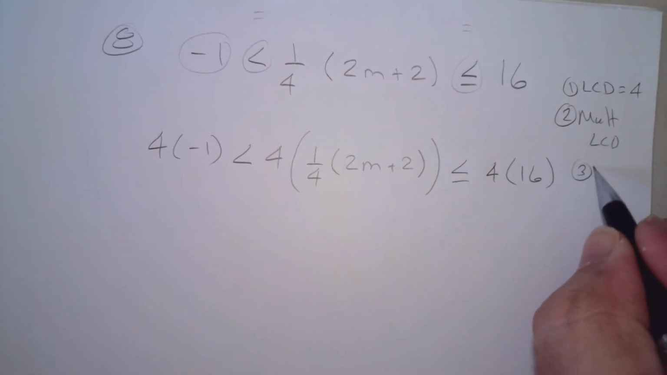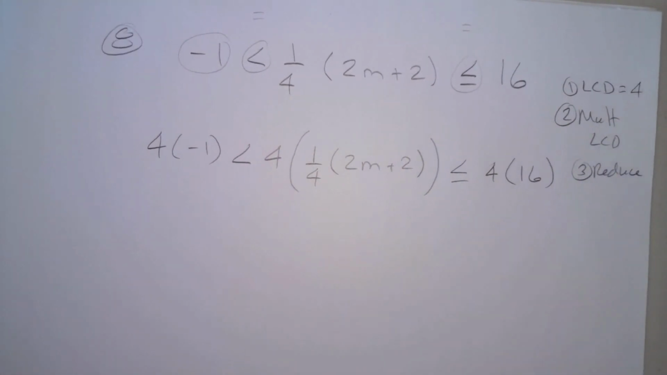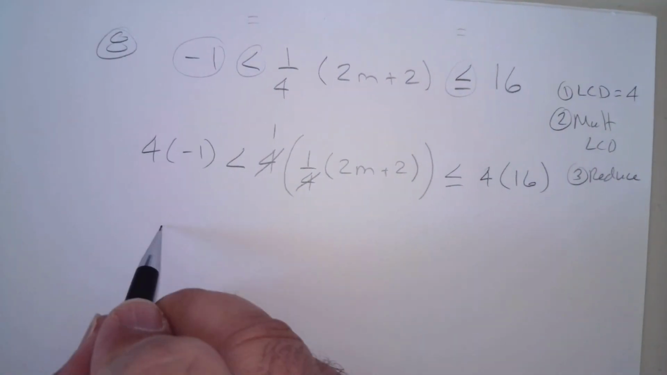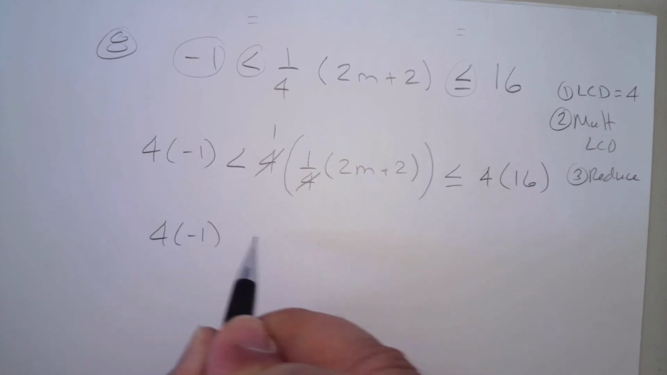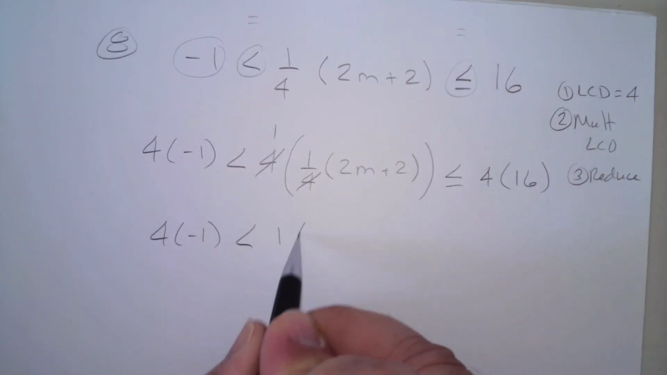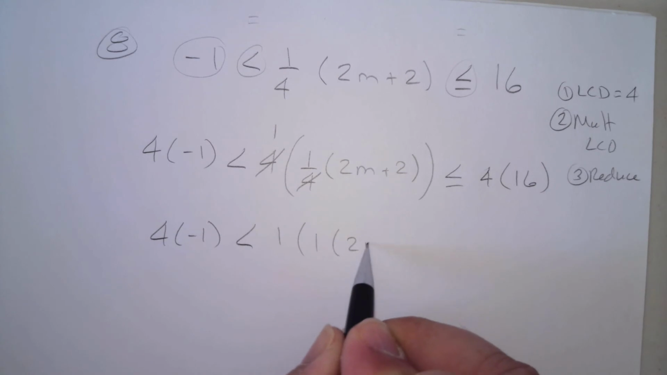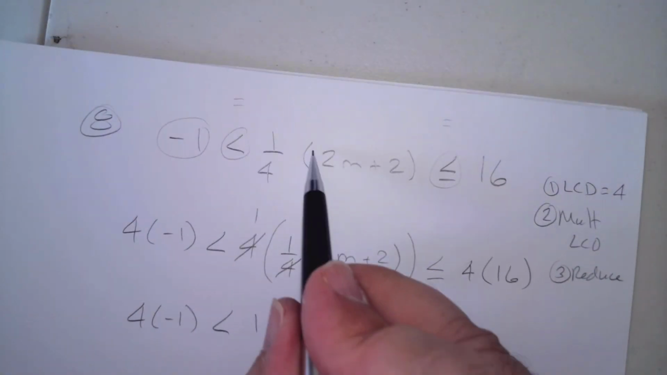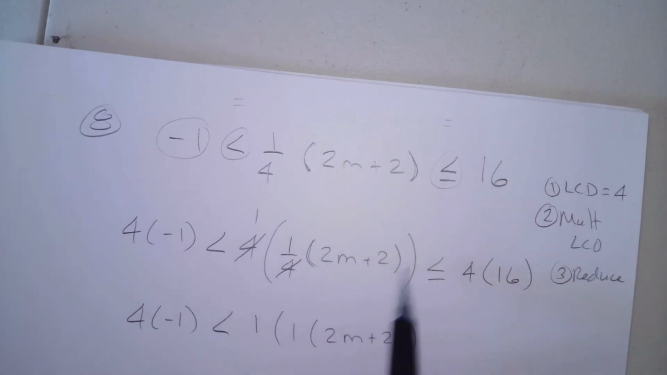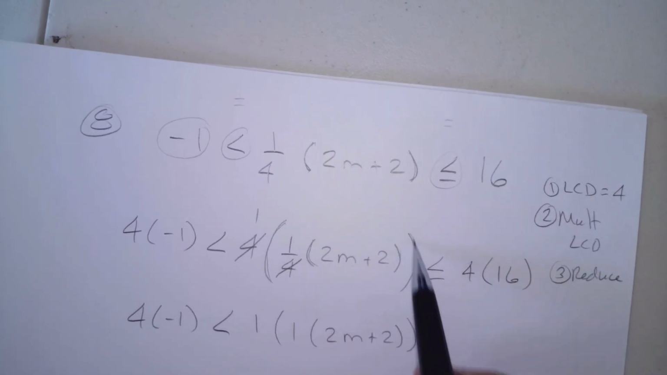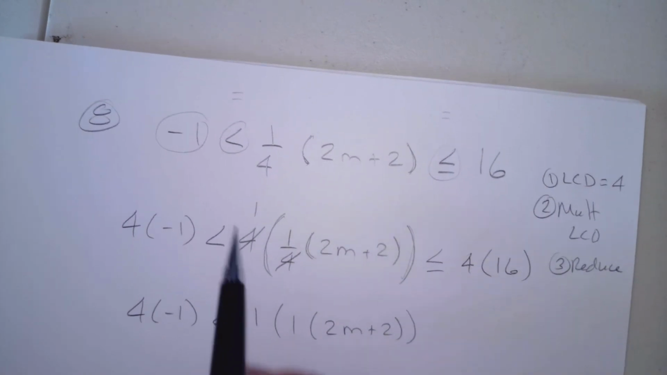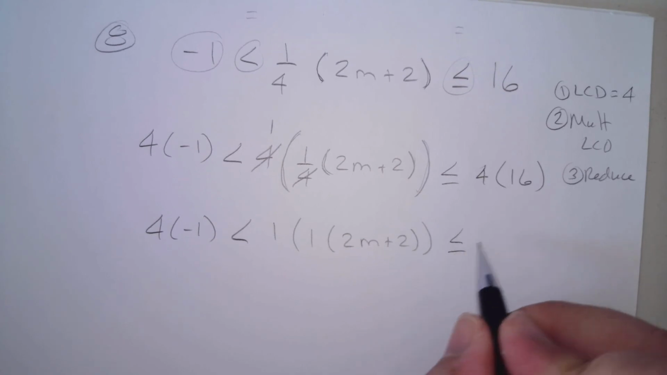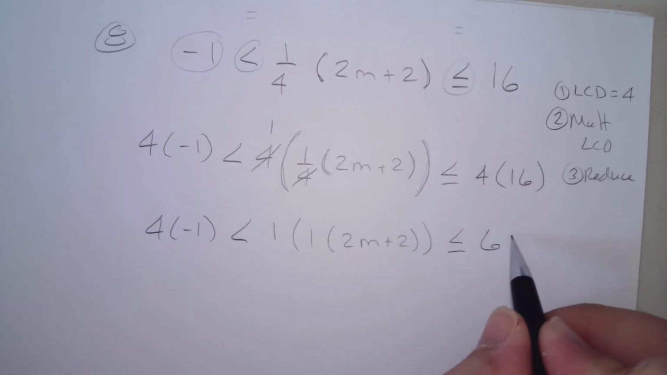Third step, reduce. The only place we reduce is here. 4 times -1 is less than 1 times 1 times (2m plus 2). This had parentheses around it already. When I put the outer parentheses, put the LCD, you'll have 2 at the end and 2 in front. 4 times 16 is 64.